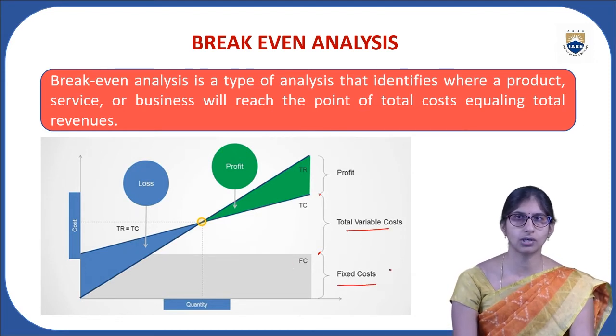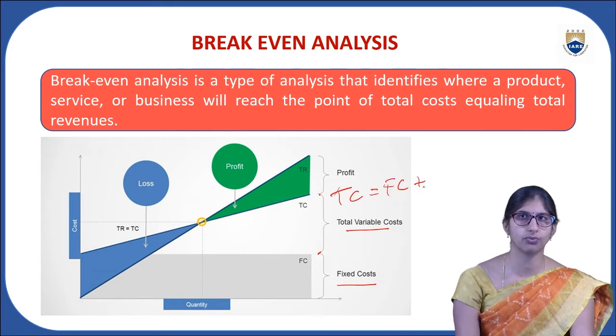So what is the total cost now? Total cost is equal to fixed cost plus variable cost. So this is the total cost. Now coming to total revenue, here we have the total cost curve.